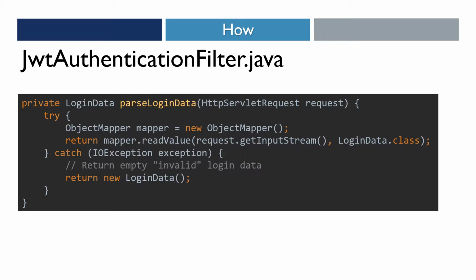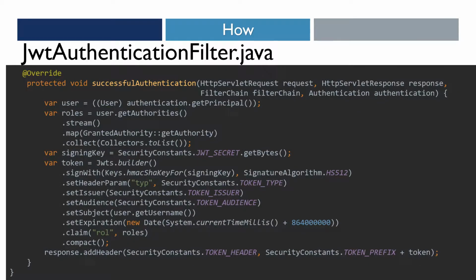The filter checks for username and password parameters from URL and calls the Authentication Manager to verify them. This parses received JSON login data. If username and password are correct, then the filter creates a JWT token and returns it in HTTP authorization header.